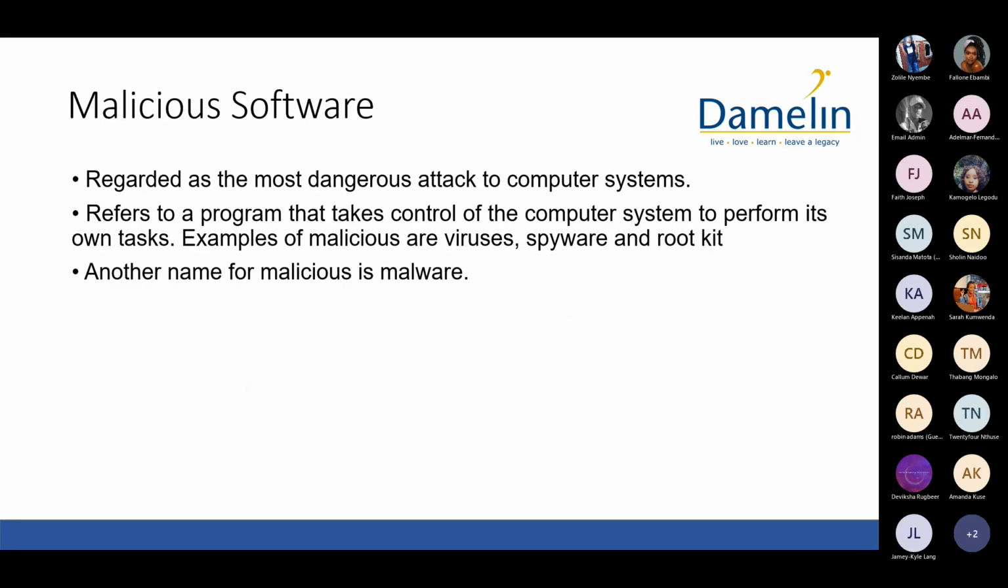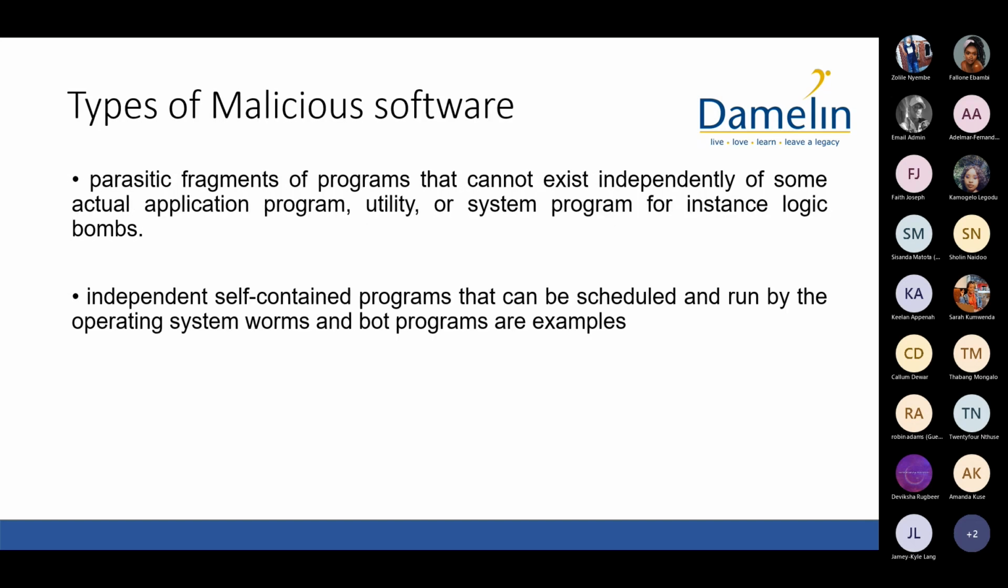So malicious software, regarded as the most dangerous attack to computer systems, refers to a program that takes control of a computer system to perform its own tasks. Examples of these are viruses, spyware, and rootkits. Another name we use to refer to this malicious software, in short, is malware. So if you say your computer is infected with malware, it's more of a generic description, and it means your computer can be infected by one of these viruses, spywares, and rootkits.